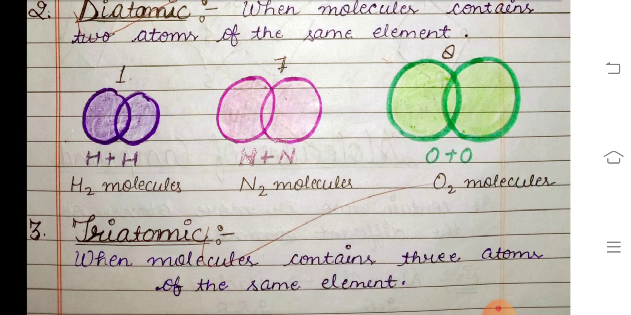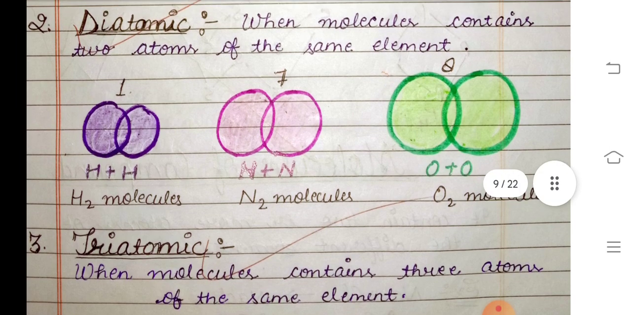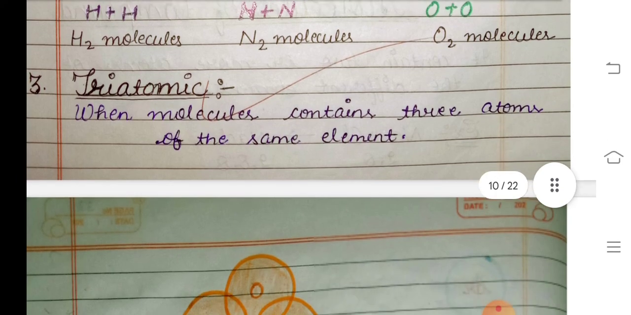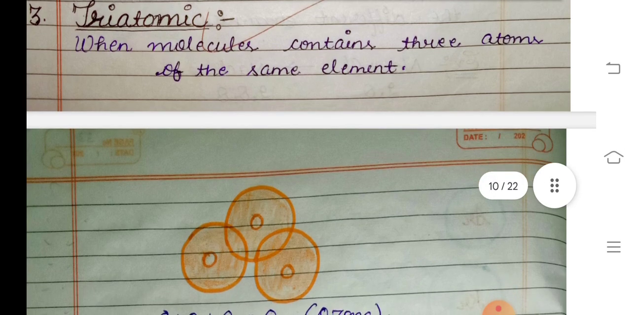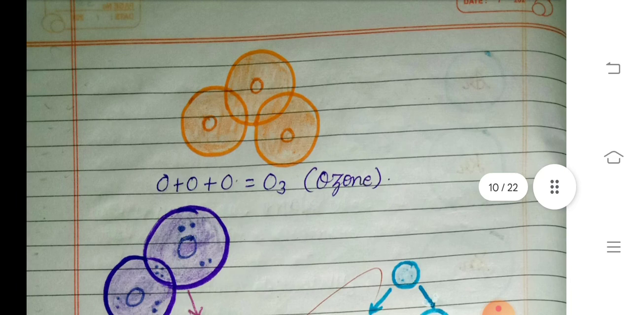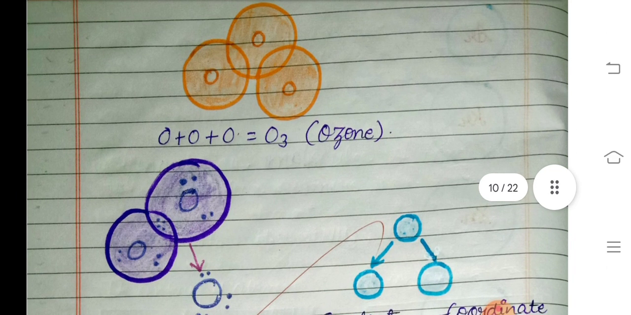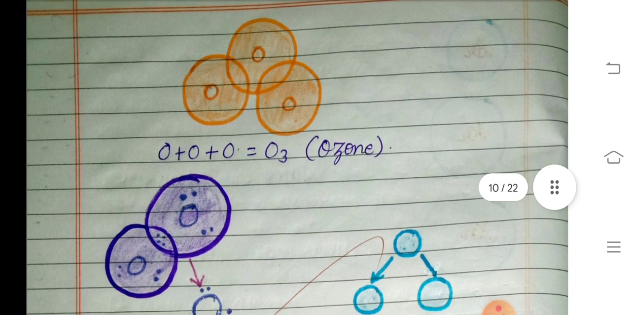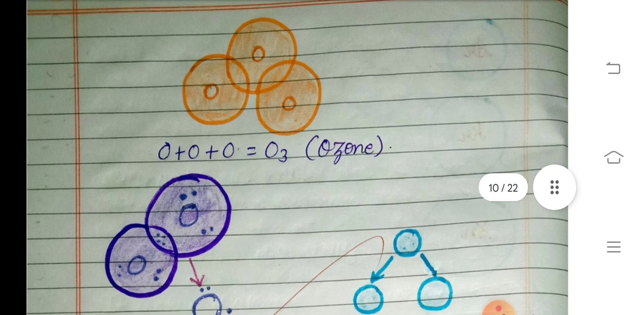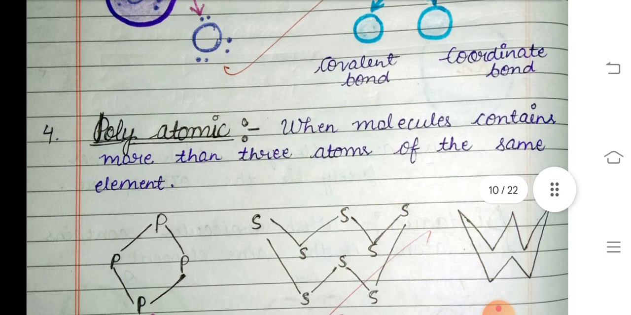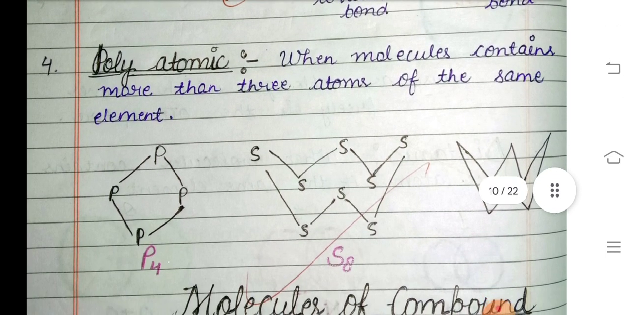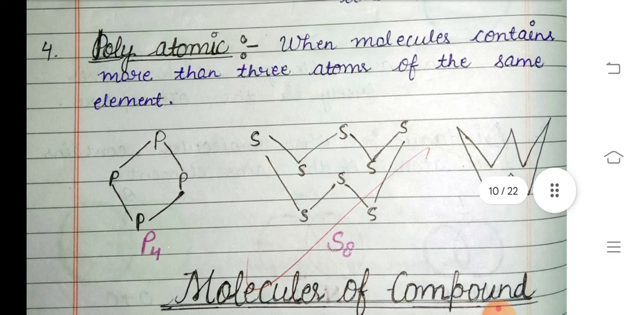Through its name you can also know that di means two and atomic means atom. So diatomic. Triatomic means three, tri means three and atomic means atom, so three atoms, and molecules containing three atoms are called triatomic. So these are the examples. You can say O plus O plus O, three atoms of oxygen makes ozone. Polyatomic means more than three atoms. So this is called polyatomic.